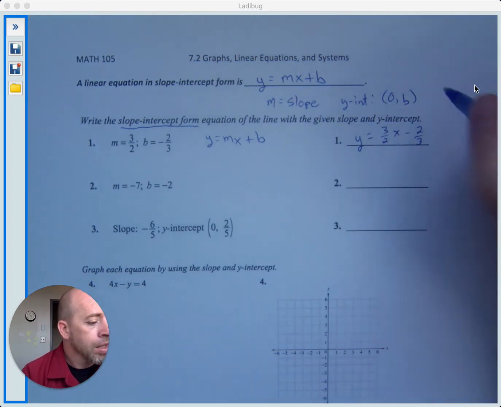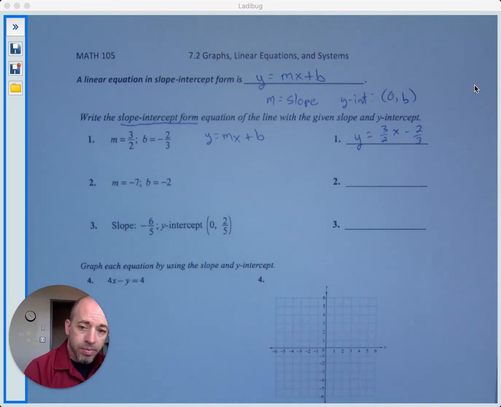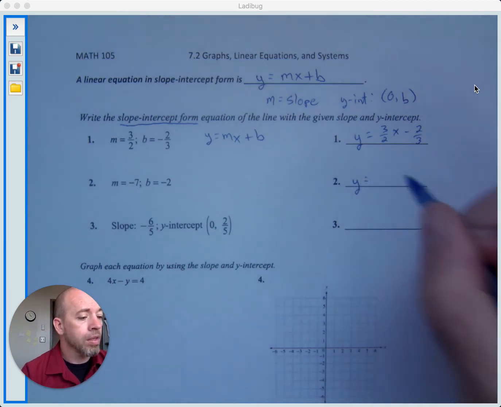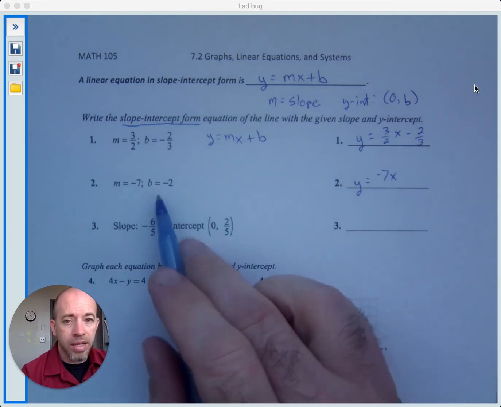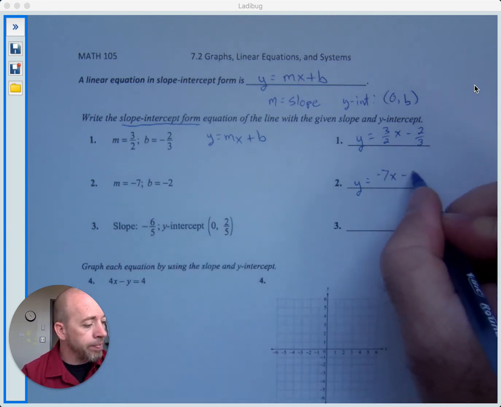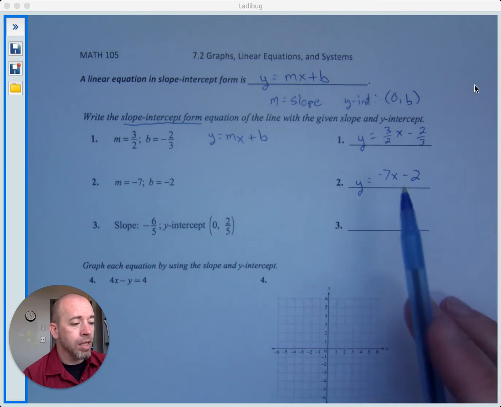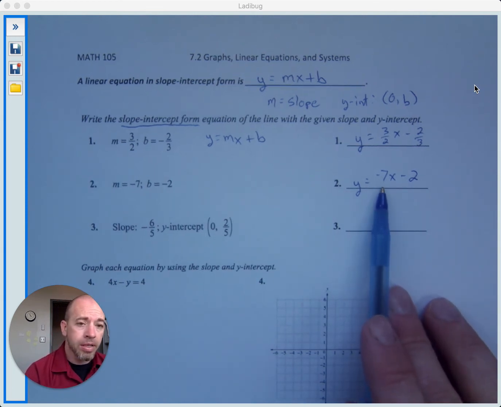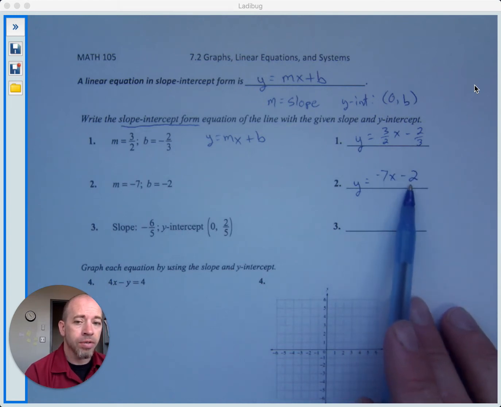Okay? Alright, so let's look at the next one. We're given the m, given the b. It's simple just to plug them in, right? So we get y is equal to negative 7x, and we have plus a negative 2, which is just minus 2, right? So this would be our slope-intercept form. The reason we call it slope-intercept form is because we can look at it and tell that the slope is negative 7 and the y-intercept is the point 0, whatever this guy is. In this case, it would be 0, negative 2.